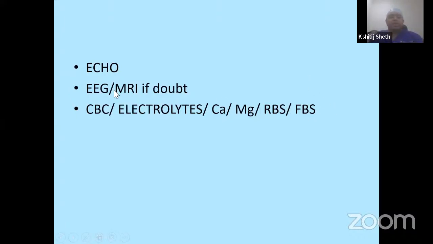Basic investigations you can do are to check the electrolytes, calcium, magnesium, and sugars. Also, you can look at thyroid function, and nowadays we should also look at vitamin D, because vitamin D deficiency is very prevalent.